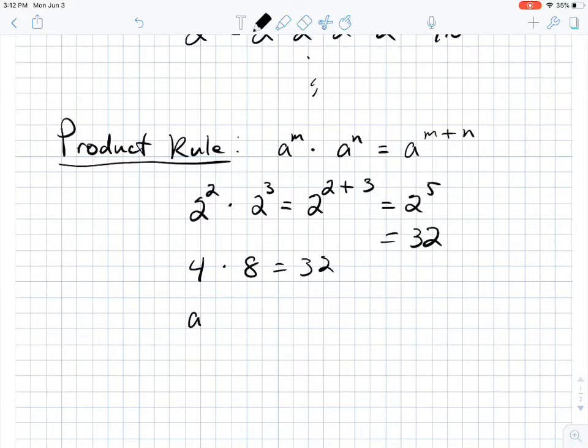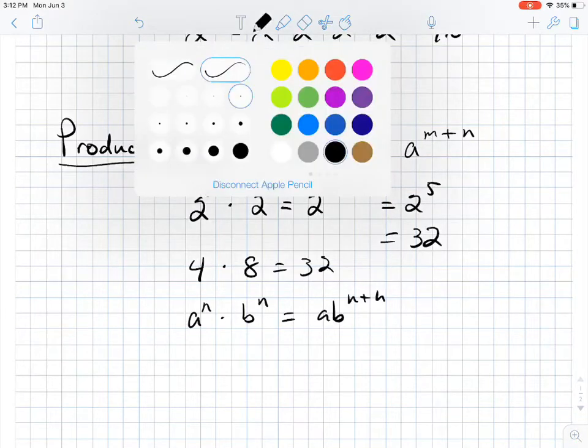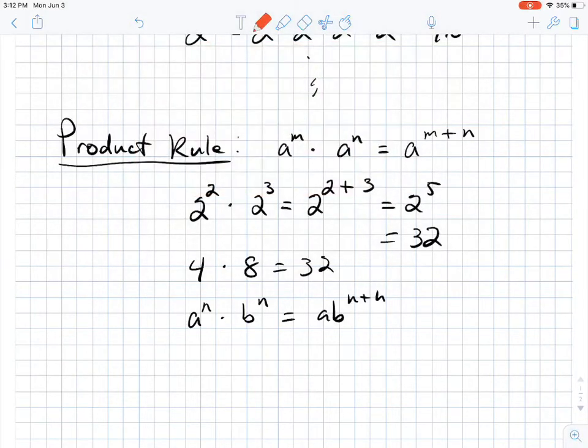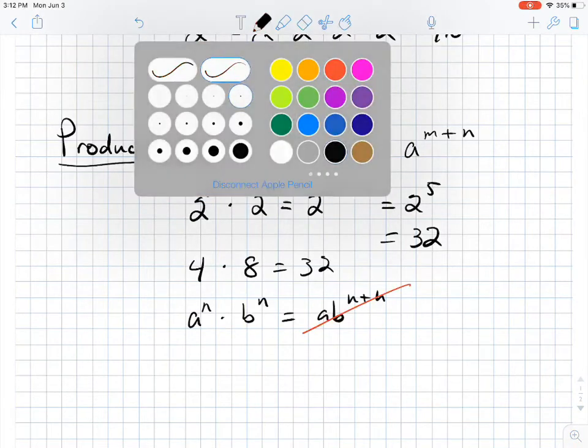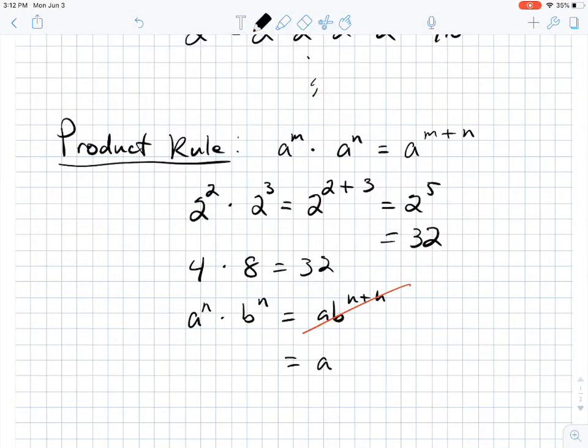Let's say you did have a to the n times b to the n. Well, we can't say a, b, and then n plus n. We can't do that, though I'm pretty sure some would take it that way. No, we can't do that. It's simply a to the power of n, times b to the power of n. That's simply what it is: a to the n, b to the n. There's nothing you can do with that except multiply them out.